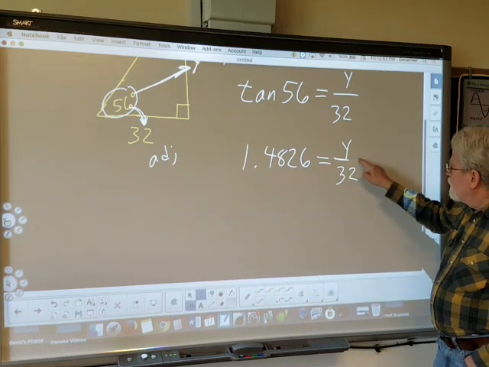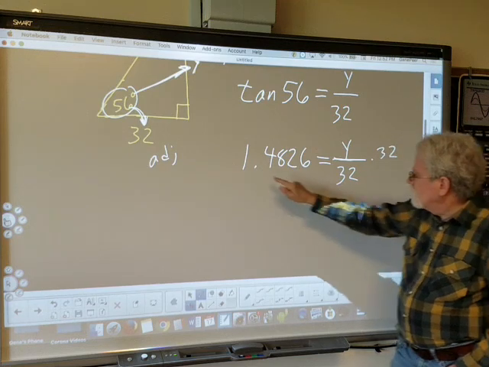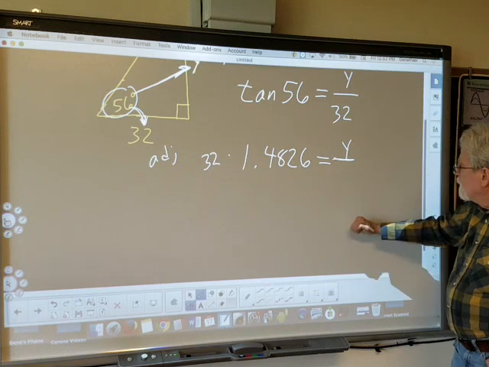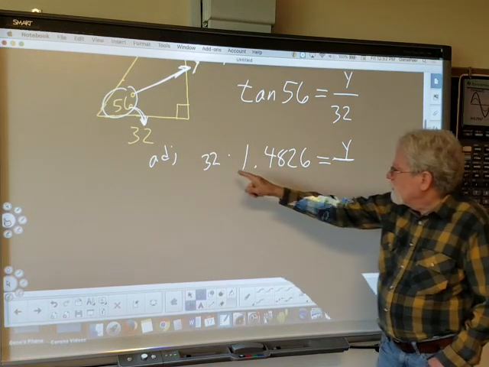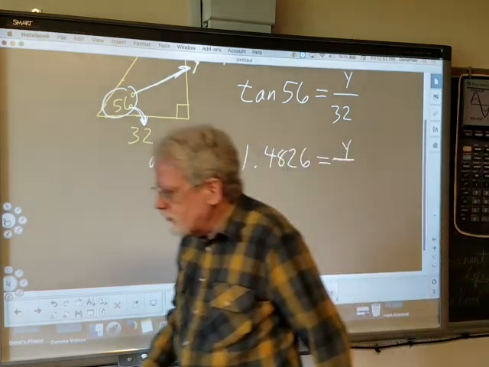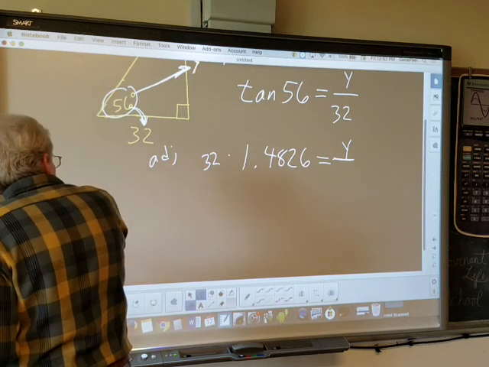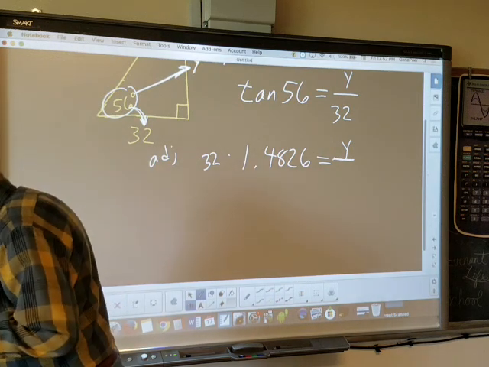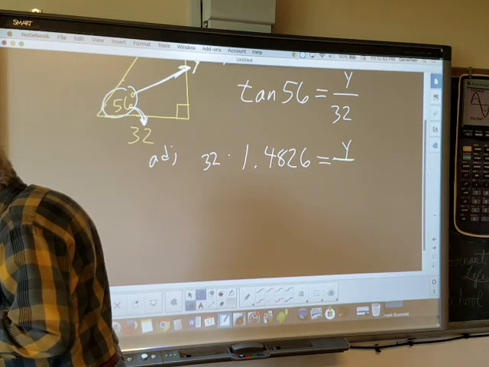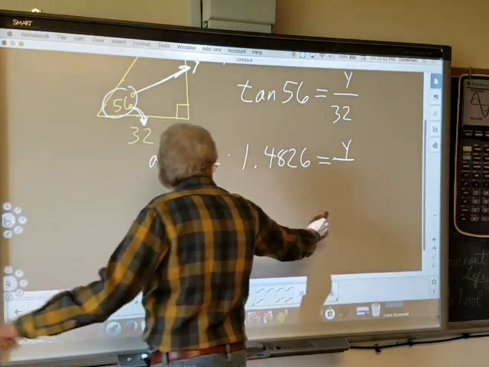How do we get rid of division by 32? We multiply both sides of the equation by 32. Of course, those cancel. So we end up with y equals 32 times 1.4826. And what is 32 times that? Well, I'm going to cheat and just look at the book because they gave us this example. 32 times 1.4826. The book says we get about, we end up with y.